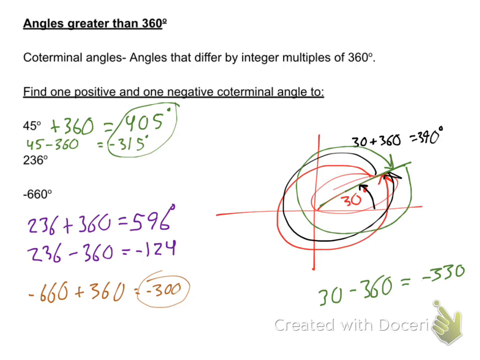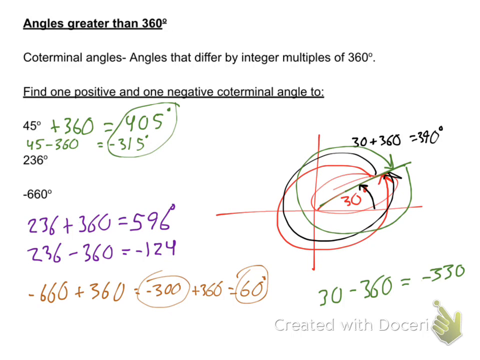Then, on the other side, I still need a positive, so I'm going to add 360 again, and this ends up being 60 degrees. And there is my positive coterminal angle. So you're going to add 360, subtract 360. And that's how you find coterminal angles.